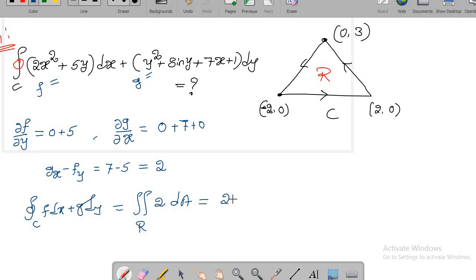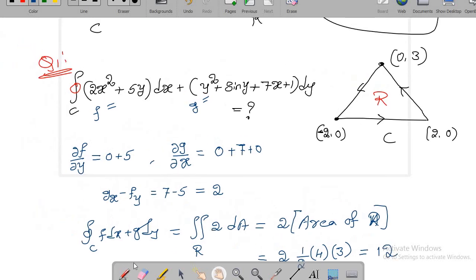Now this is nothing but 2 times of this integral represents exactly area, so area of R. But we know what is R. R is a triangle and we know the formula for finding area of a triangle, half BH, half into base length is nothing but 4, whereas the height is nothing but 3. Therefore the answer to this problem is 12. Therefore the value of the line integral is 12. That's it.